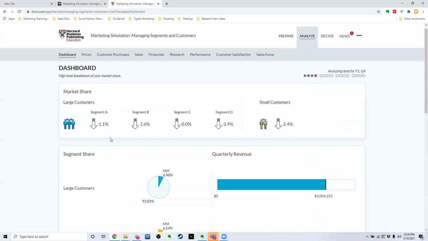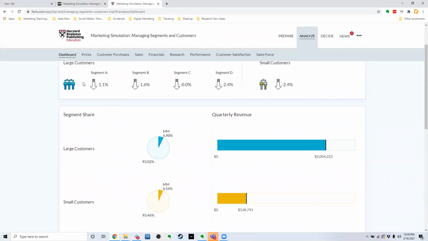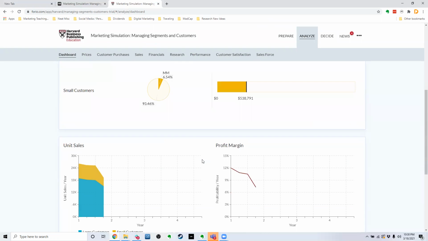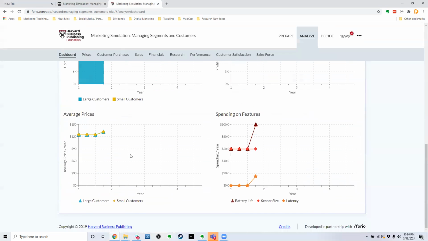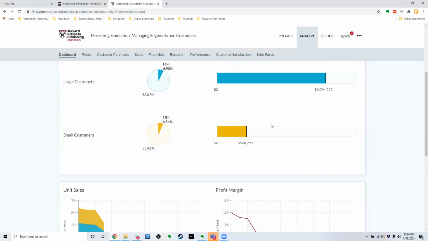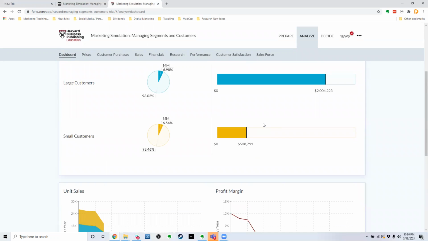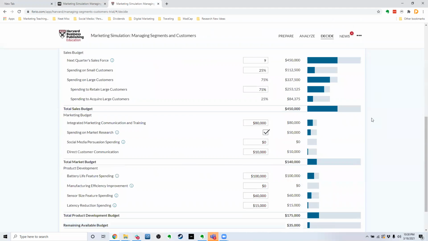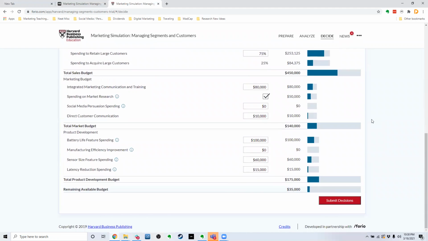So we go into this and it looks like this was just not a good decision. Segments A, B, C, and D all dropped. Small customers dropped. My profit margins dropped. That didn't seem to go too well. So I learned something not to do, which is what I'm doing in the practice runs. So I'll go through these tabs, see what I learn, come back to the decision tab, and run it again. And that's what you'll do.